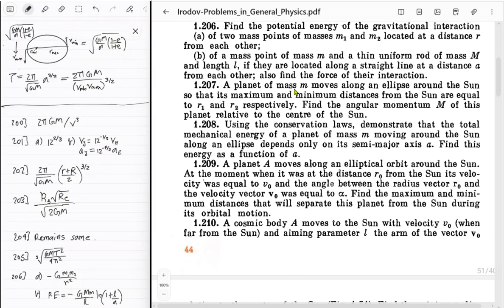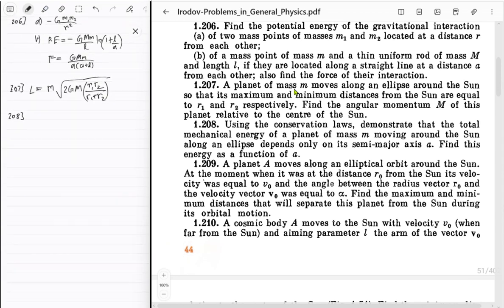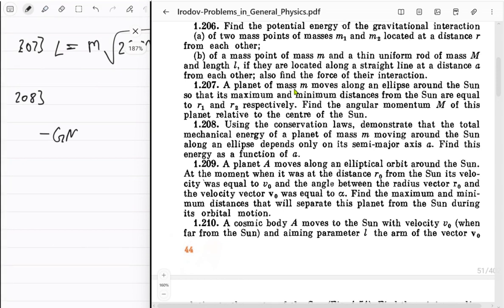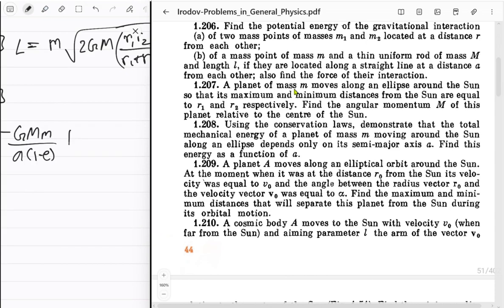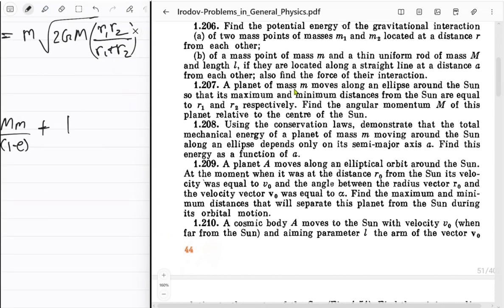Okay, we will also need the R value for this actually. Okay, no big deal. So it's negative GMm. I'm finding the energy at the R minimum value, right? That's when you have the maximum V value, right? That's going to be 1 minus E times A. And this is half mv squared, so you got 1 upon 2 times mass and then V squared.